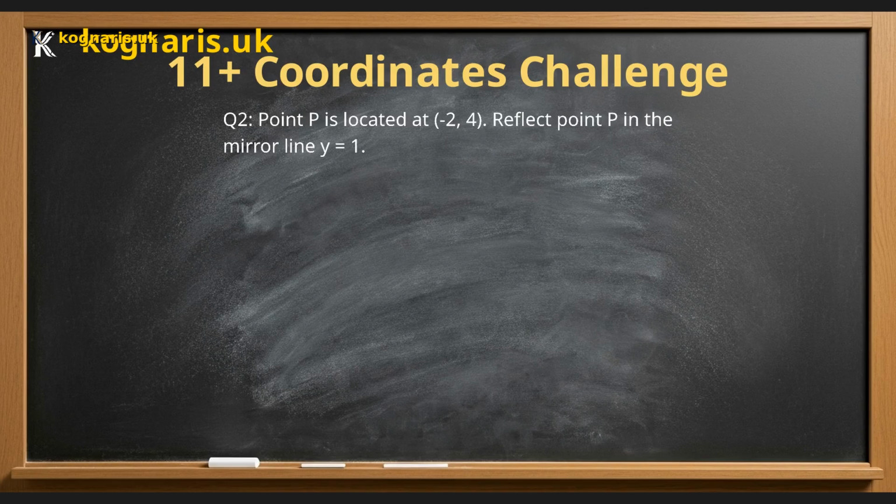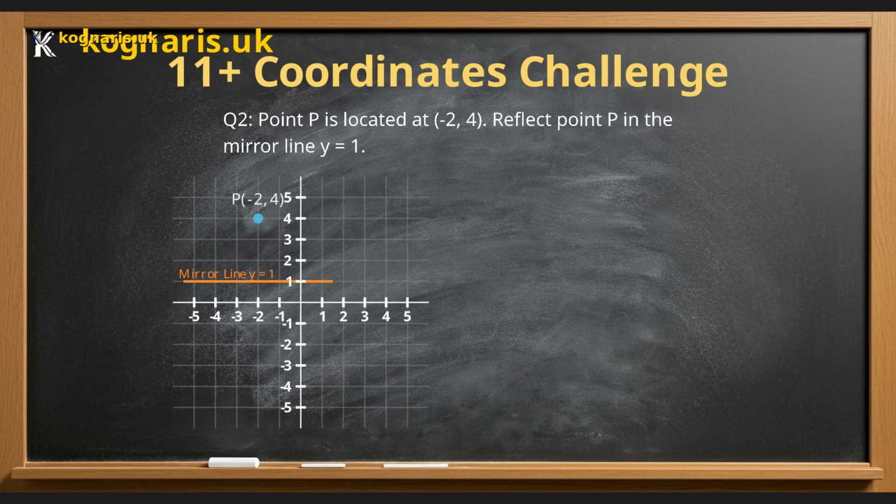P is located at (-2, 4). We need to reflect point P in the horizontal mirror line, y equals 1. Let's draw our grid, plot point P, and draw our mirror line.